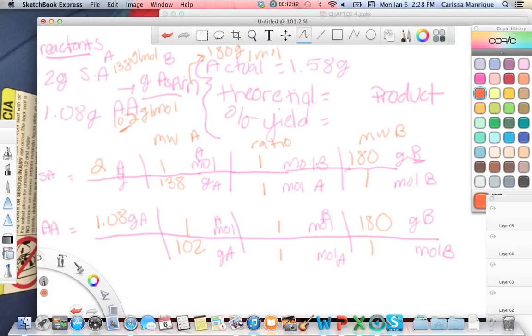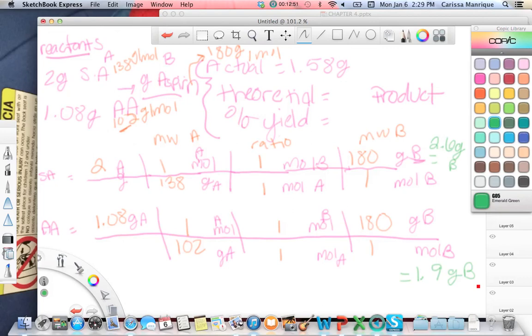So 2 times 180 divided by 138. I get 2.6. So let me change my color again to green. This equals 2.6 grams of aspirin. I'll put a B. And now let's do this one. 1.08 times 180 divided by 102, 1.9. When I multiply this one out, I get 1.9 grams of aspirin.